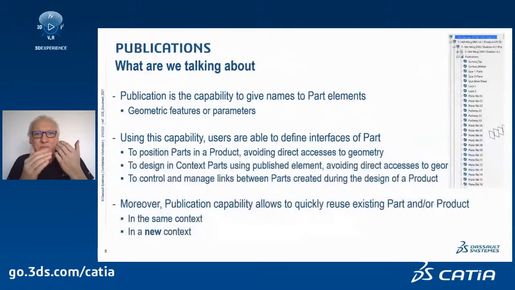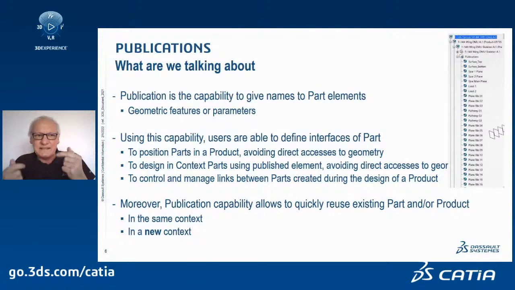And the most important way, or let's say capability of 3DEXPERIENCE CATIA, is publication. What is publication is very simple. You give a name to a part element. You give a name, surface top, surface bottom, spare one plane, to a geometrical feature or to parameters, okay?